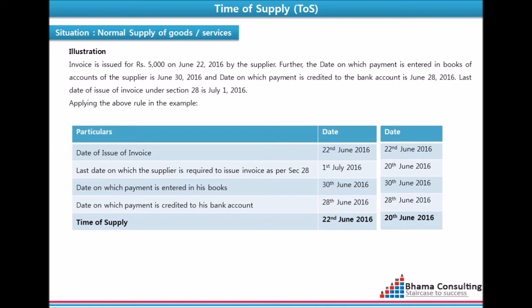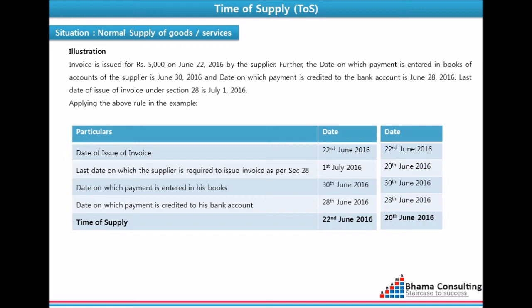Let's assume the last date on which the supplier is required to issue invoice as per section 28 is June 20th, 2016. The time of supply in this case would change to June 20th, 2016.